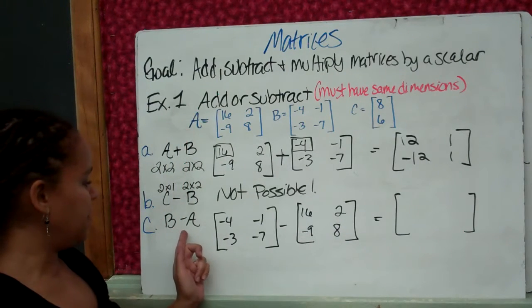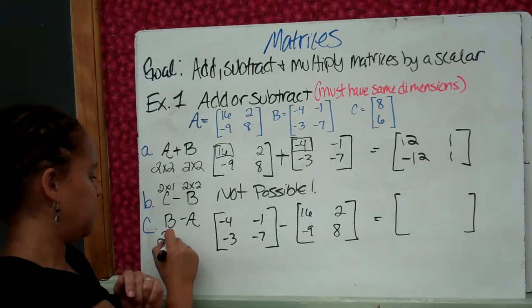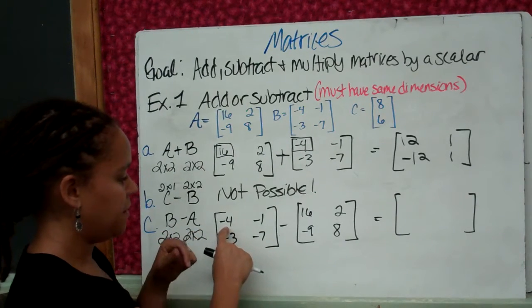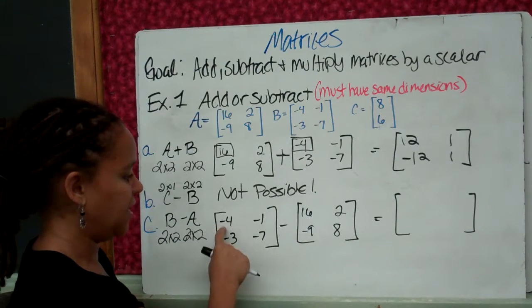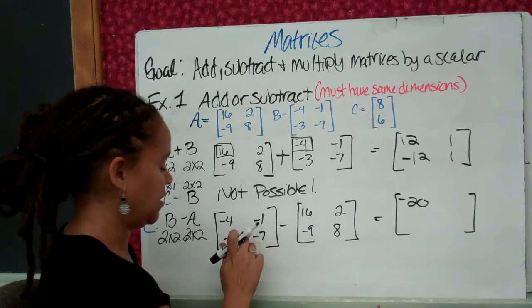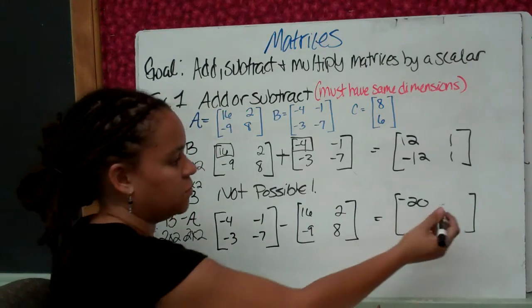All right, so let's try B minus A. We know B is a 2 by 2, A is a 2 by 2, so we can do it. Top left minus top left. Negative 4 minus 16, negative 20. And this is going to be pretty self-explanatory. Negative 1 minus 2, negative 3.